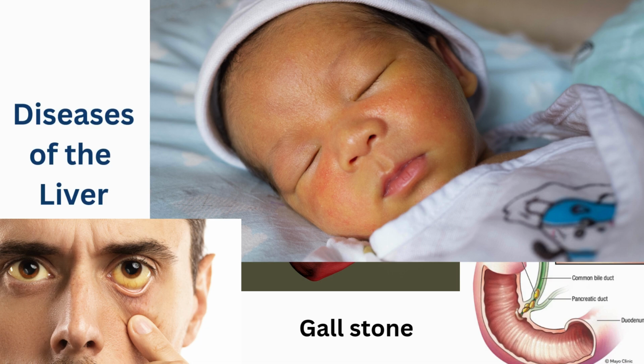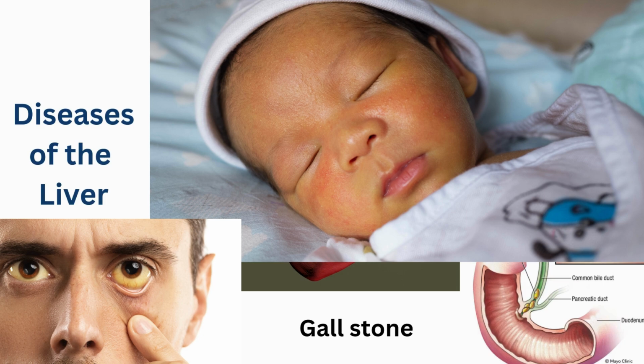Effect of gallstones. Gallstones leads to yellowing of the skin and eyes. It results to inability to digest fats and oil properly, and it causes general weakness of the body.